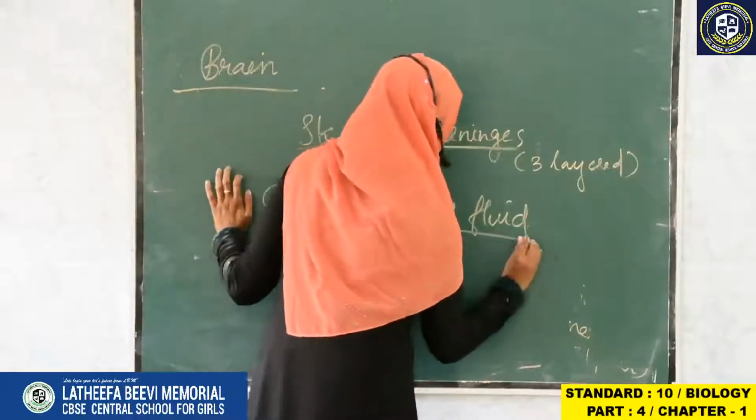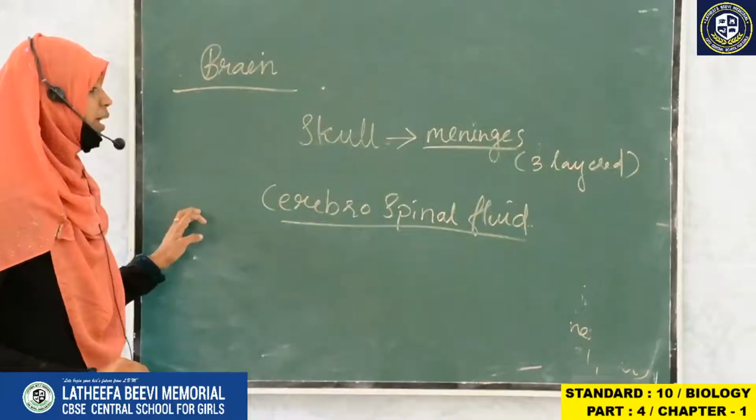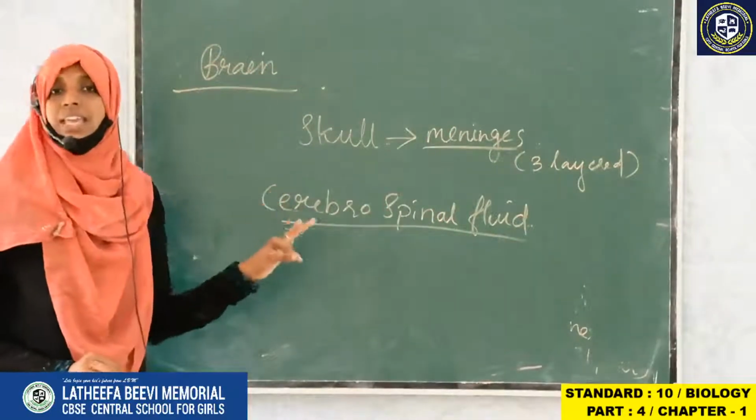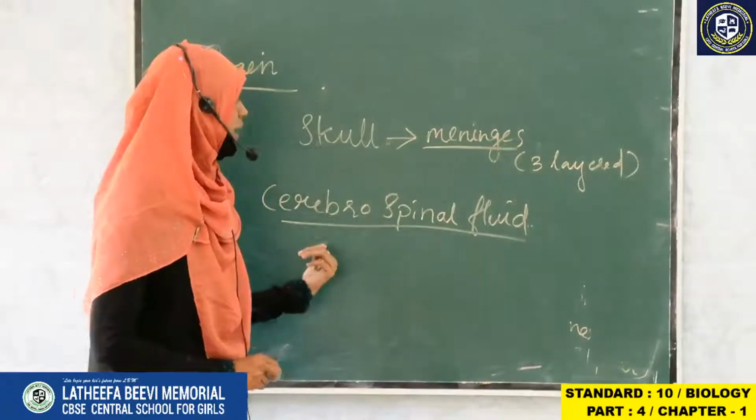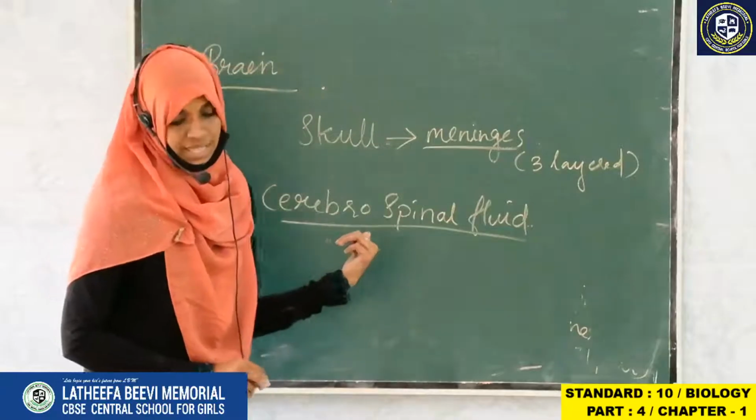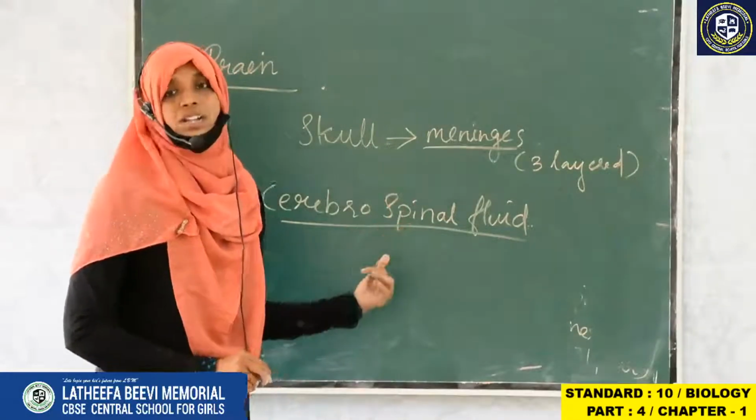So what is cerebrospinal fluid? The fluid we can see inside the meninges. Cerebrospinal fluid we can see in the meninges and the ventricles of the brain.